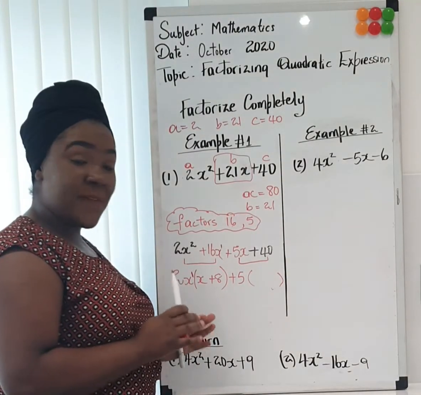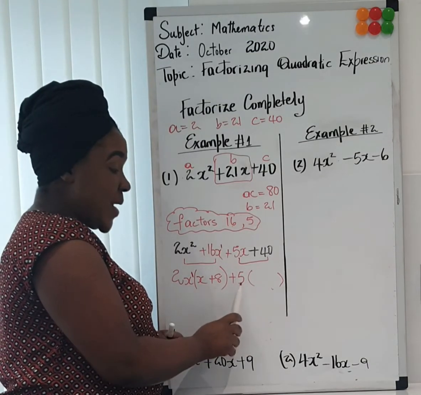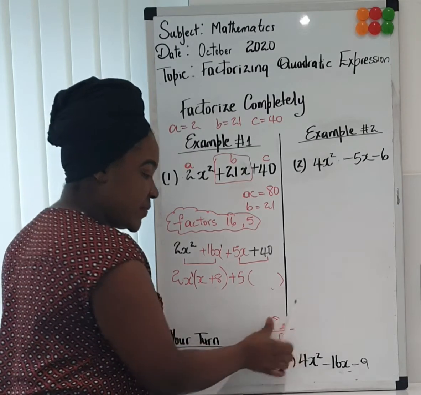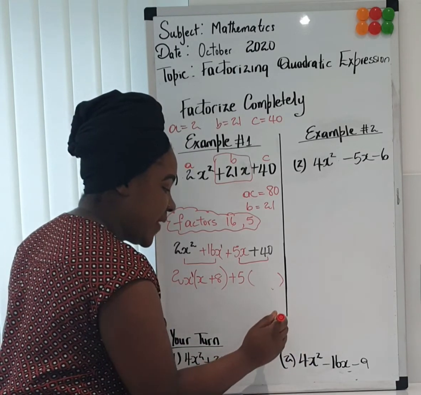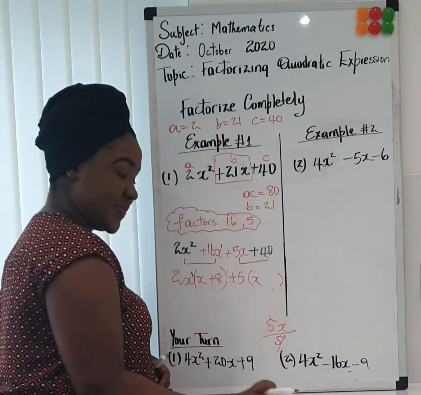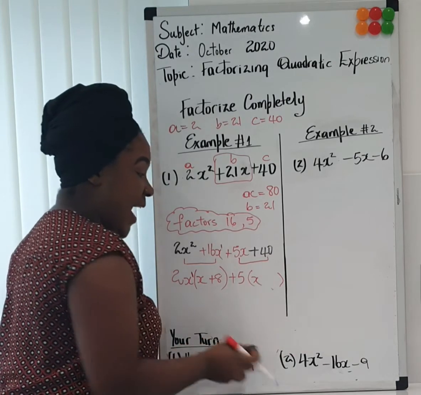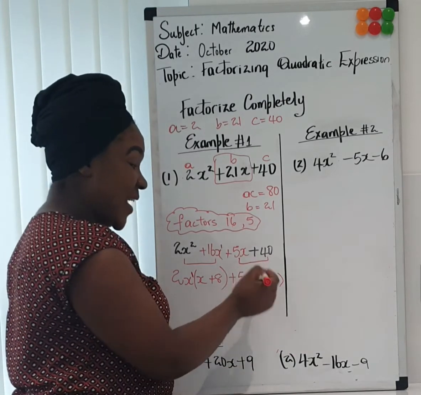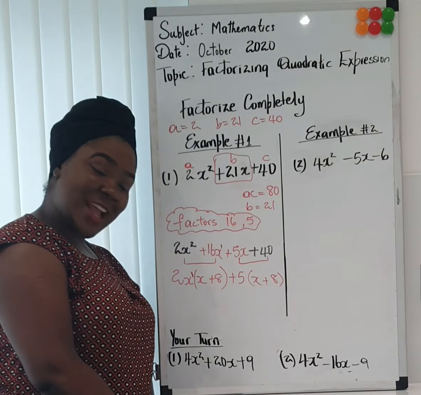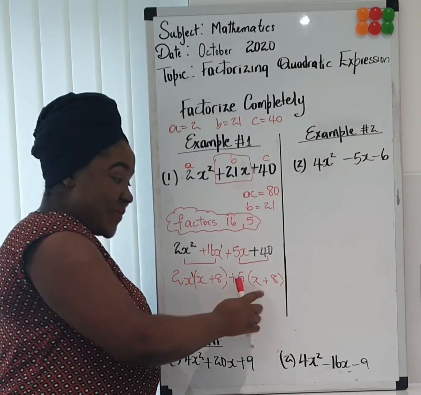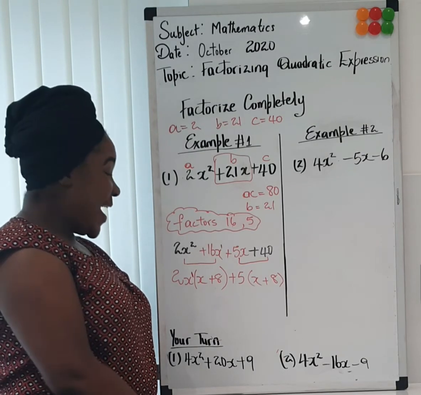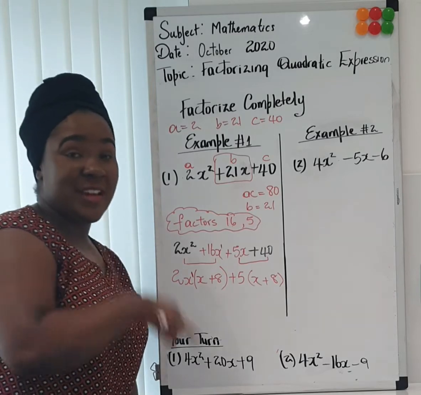Now that I've found my HCF to be 5, I'm going to go ahead and say 5 into 5x. So I have 5x divided by 5. 5 cancels 5, leaving us with x. Good? And then we go to the last part, and that is 5 divided into 40, and that leaves us with 8. Now, let's do a check. My bracket here and my bracket there, are they looking the same? Yes, they are looking just the same. Given that they are the same, I can move to the next step.